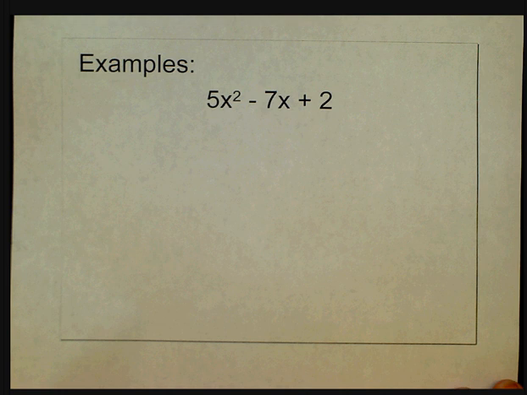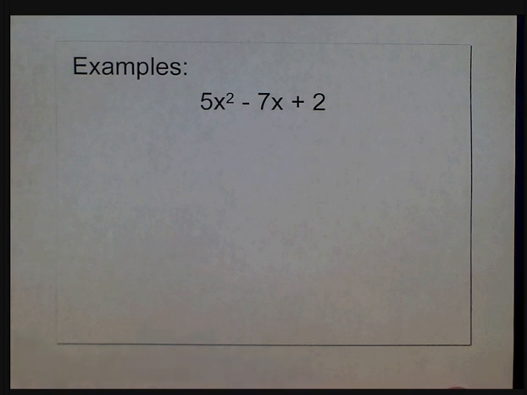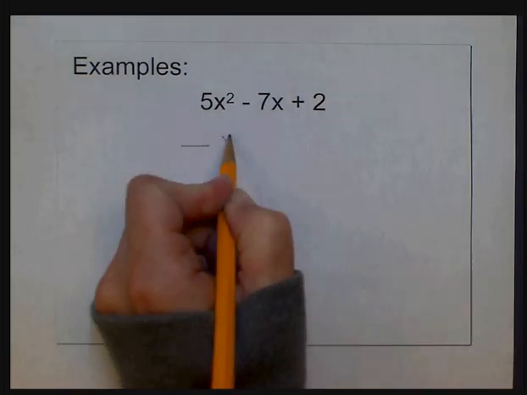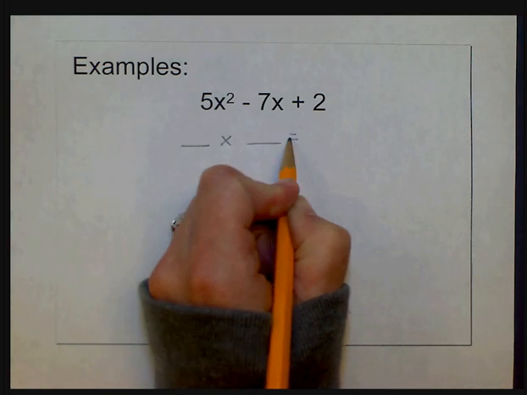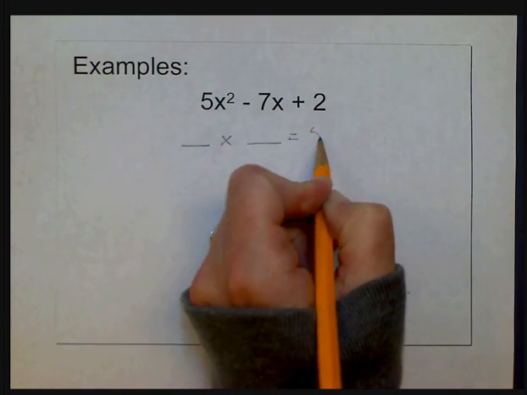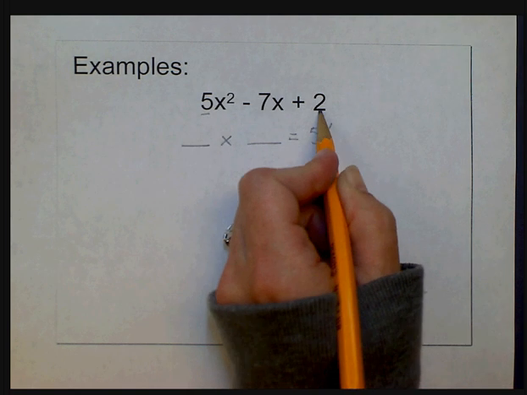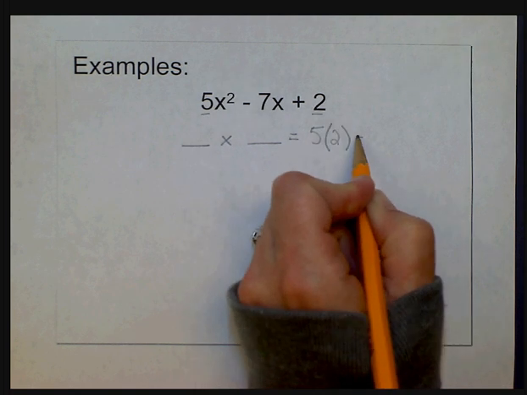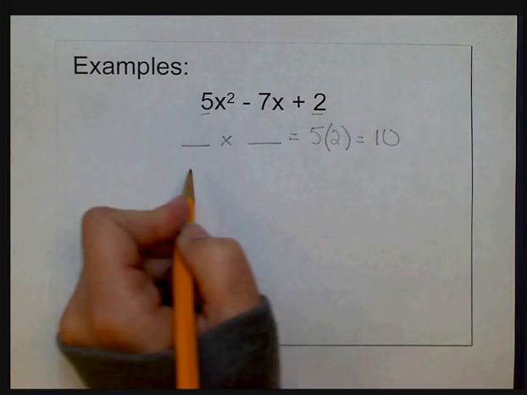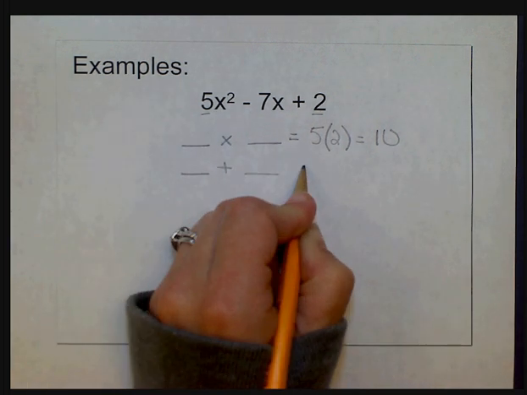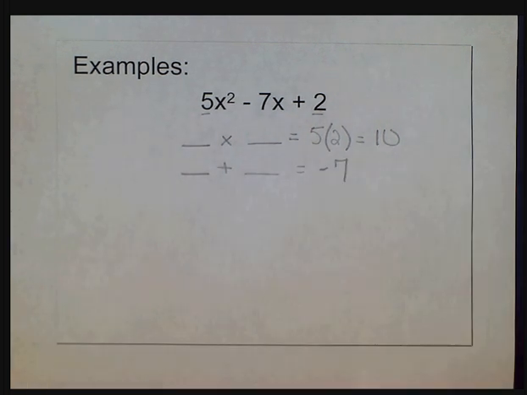Alright, let's look at one that we worked through together. So the first example that I have is 5x squared minus 7x plus 2. So our process is to look for two numbers that will multiply together to give me the leading coefficient times the constant, which is 10.